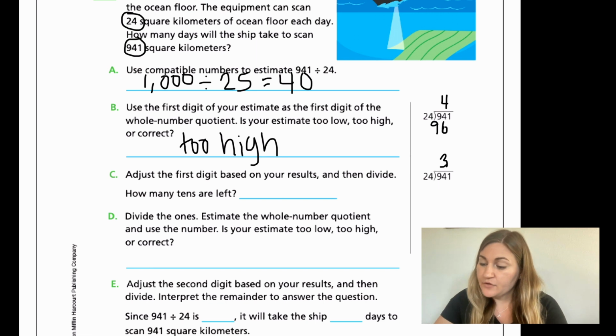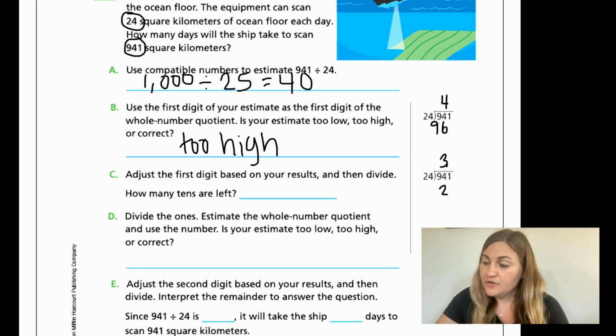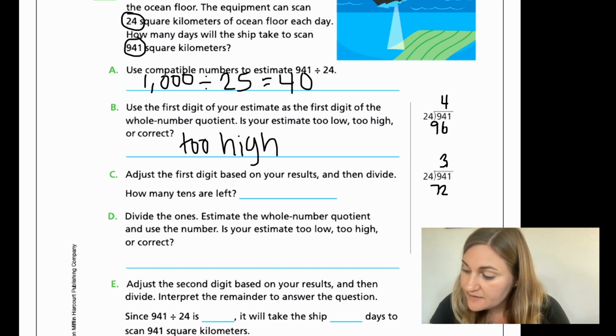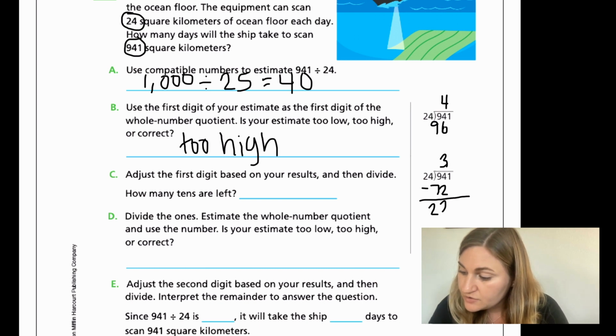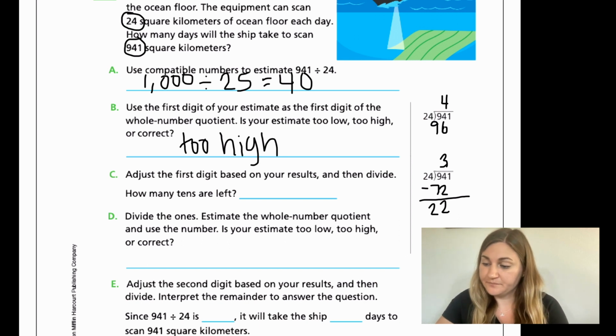So 3 times 24. So 3 times 4 is 12. Carry the 1. 3 times 2 is 6 and 72. So now when I subtract, I should get 22. That's smaller than 24, so now I am good to go. So adjust the first digit based on your result and then divide.